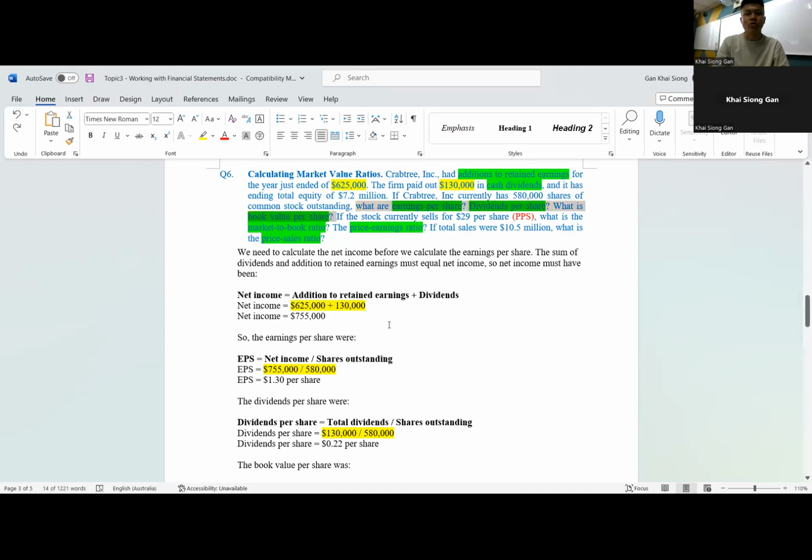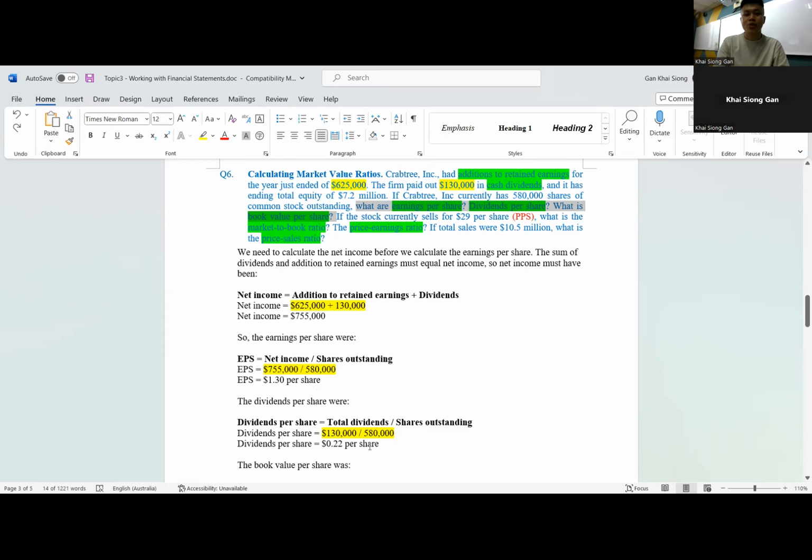Calculate earning per share. How do you calculate earning per share? You use net income divided by total shares, right? So we got net income already from where? From the combination of additions to retained earnings plus dividends. Okay, we got a net income already. And then what is the shares outstanding? Total shares. Total shares is how much here? Just now I mentioned, 580,000. Okay, put that in, you get EPS, earning per share.